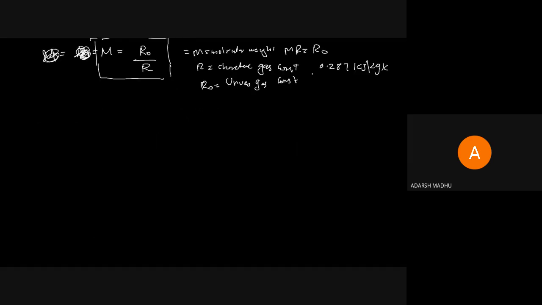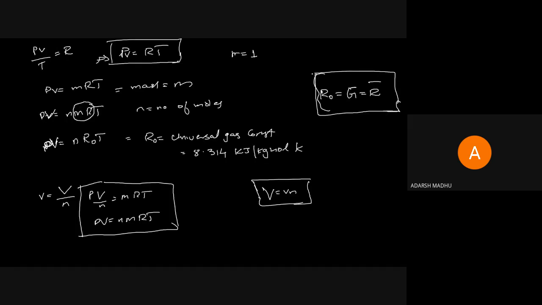R equal to 0.287. R naught or G or R bar, anything. In some textbooks we are using R naught, in some textbooks we are using G, in some textbooks we are using R bar. Anything, it is the universal gas constant, value 8.314 kilojoule per kilogram mole Kelvin.